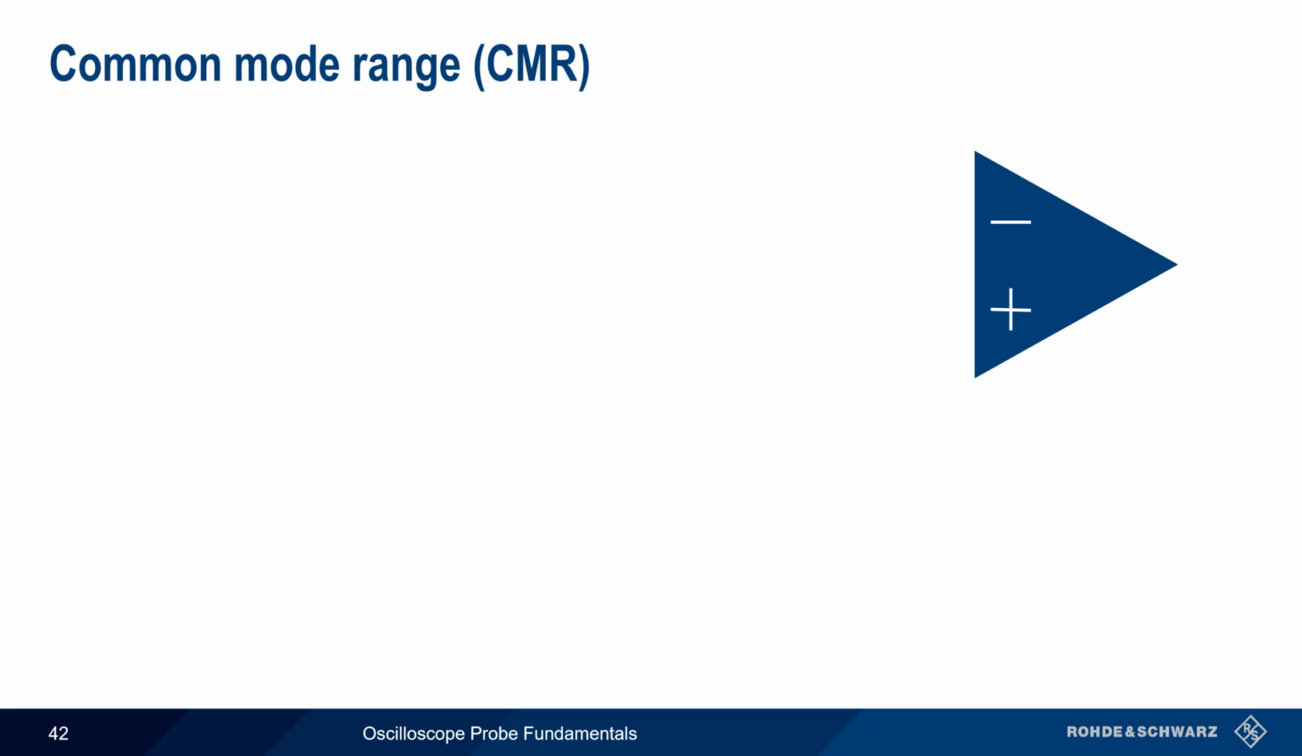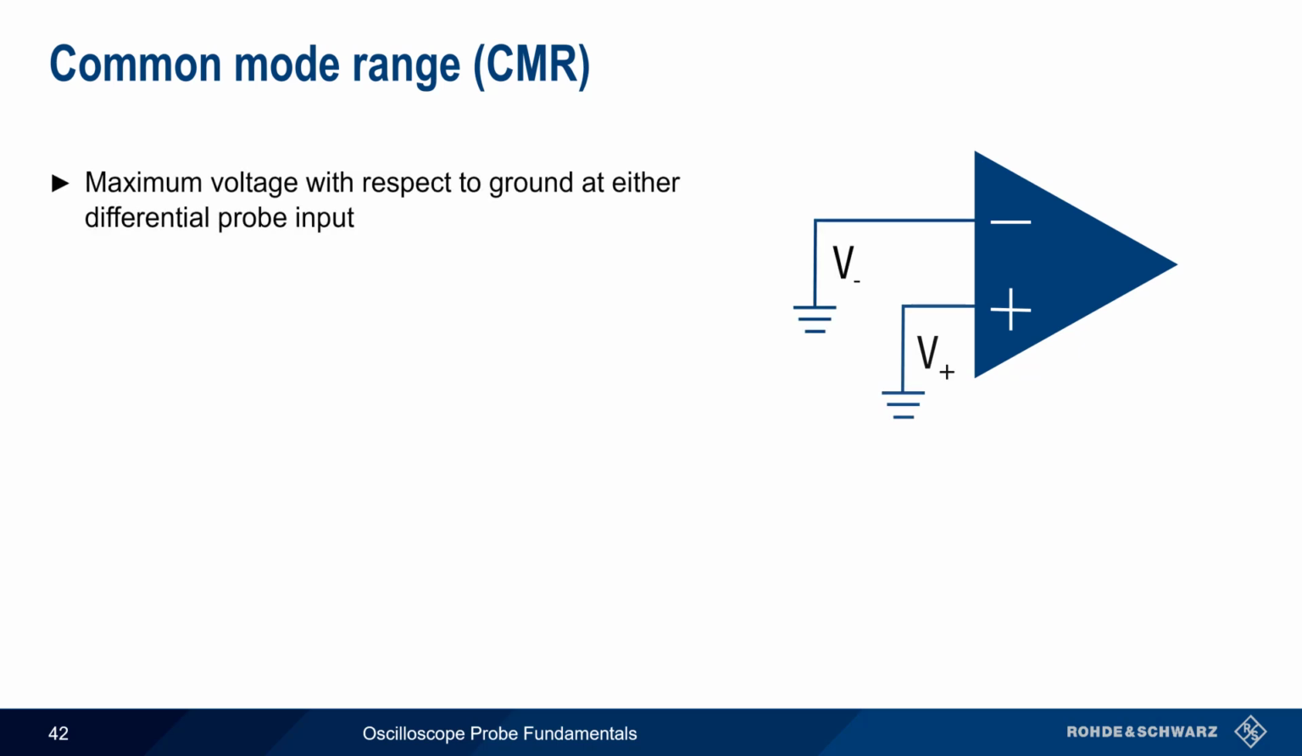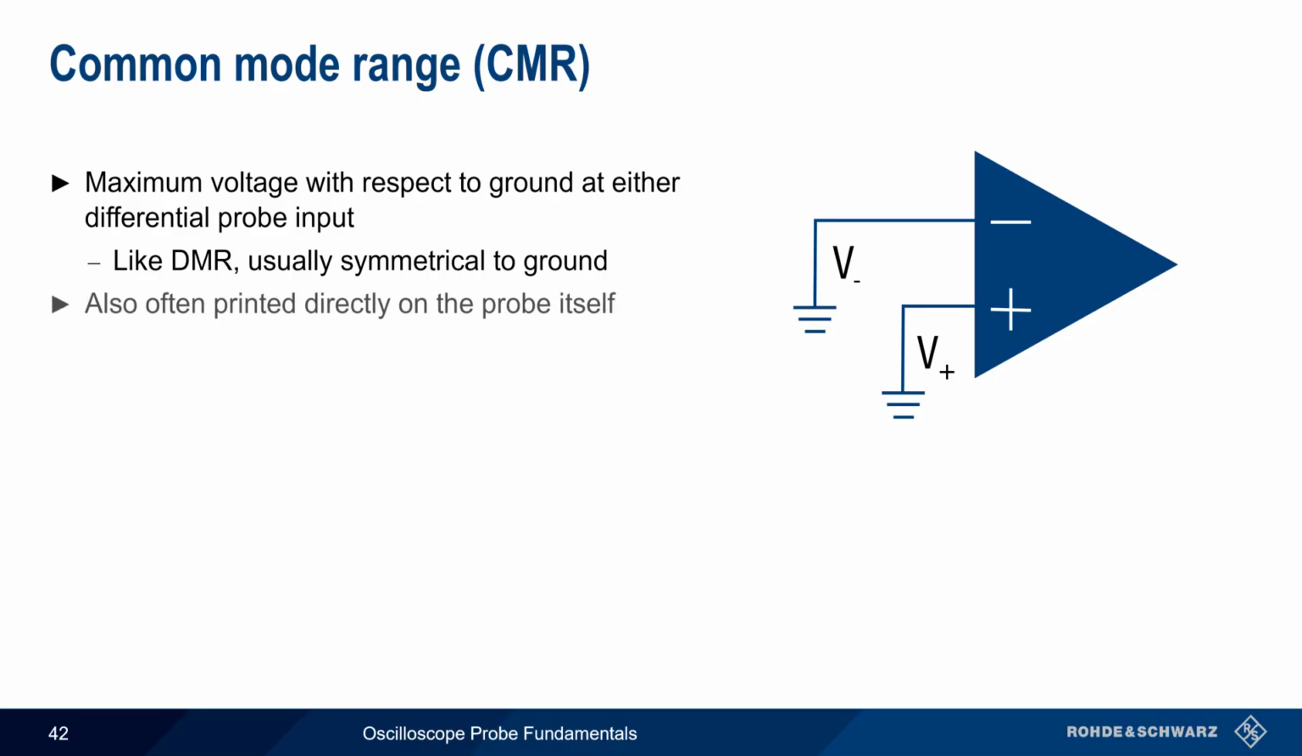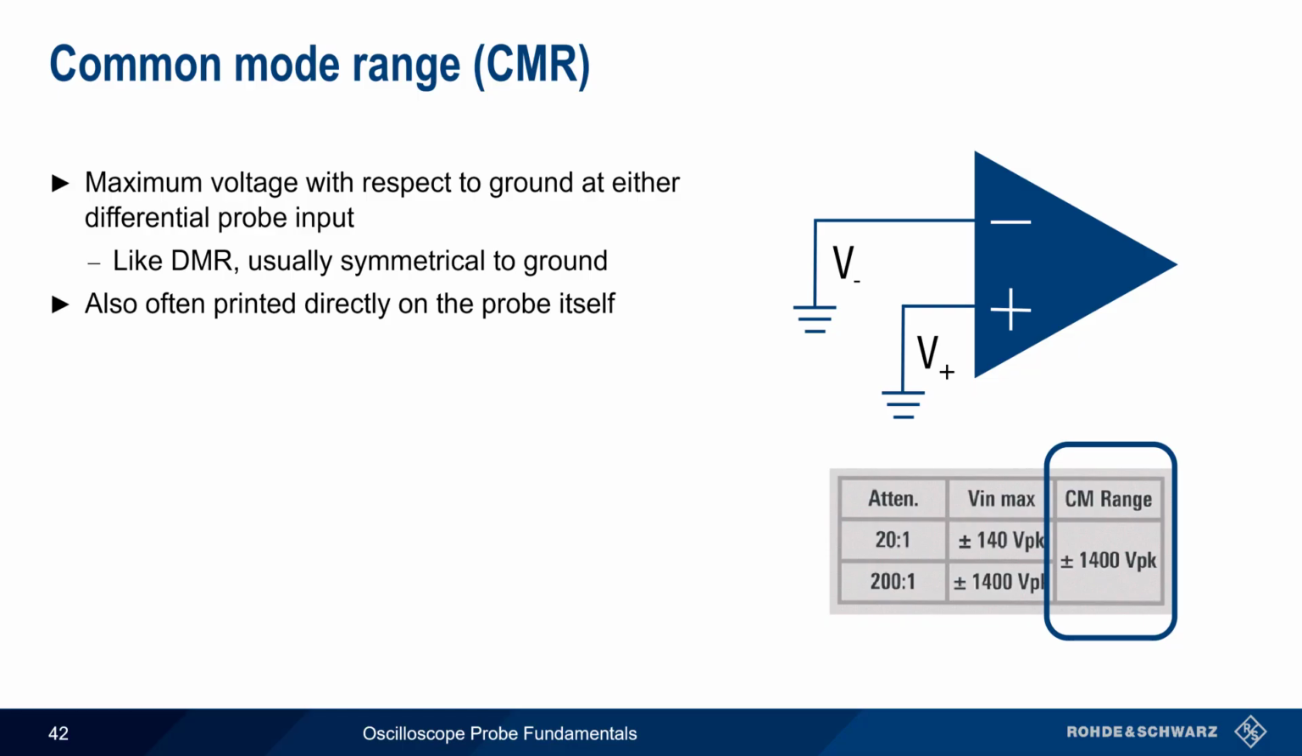The third special differential probe parameter we'll look at is common mode range, which is the maximum voltage between each individual probe input and ground. Like DMR, this value is usually symmetrical. And like DMR, this is also often printed directly on the probe itself. Note, however, that unlike DMR, CMR does not change with input attenuation.